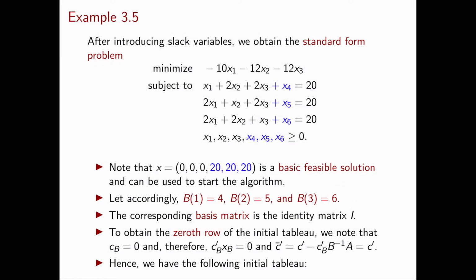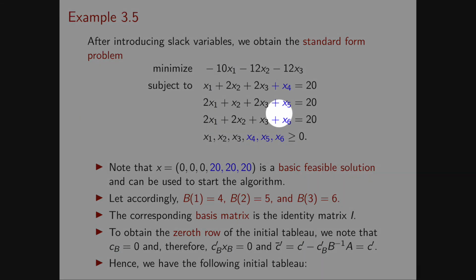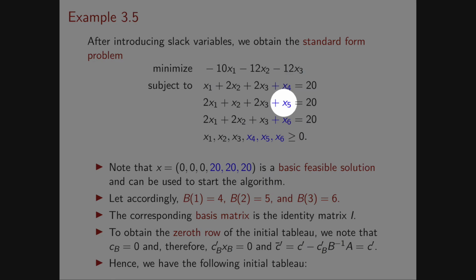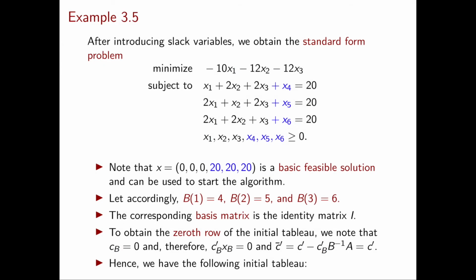Clearly, the basis matrix that we obtain is the identity matrix, because that is the submatrix of the new constraint matrix corresponding to columns 4, 5, and 6. Our target now is to construct the initial tableau. Therefore, we need the inverse of the basis matrix, and in this case it's super simple because it's again, of course, the identity matrix. At this point, we know how to construct most of the initial tableau.